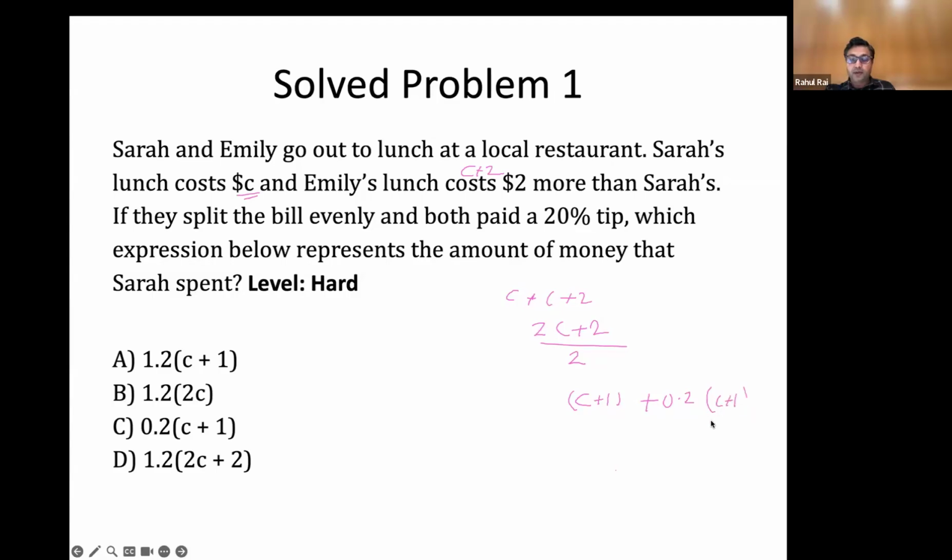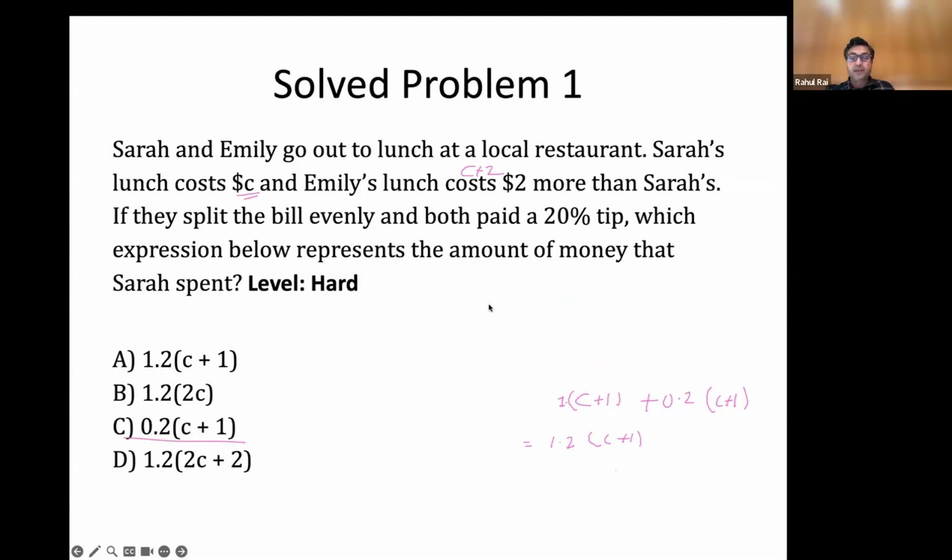So if I have a $100 bill, overall bill, and if I'm paying a 20% tip, which is an additional $20, that is going to be 0.2 times 100, right? So you can see this. From here, it will be 1.2, 1 from here, 0.2 from here, times C plus 1. And so that's why this option is going to be the right option for this overall problem.